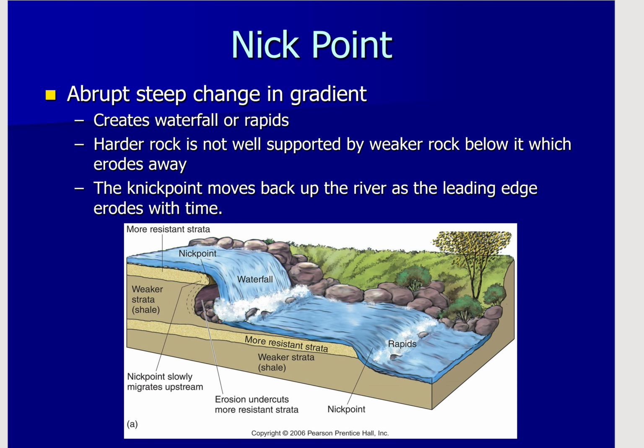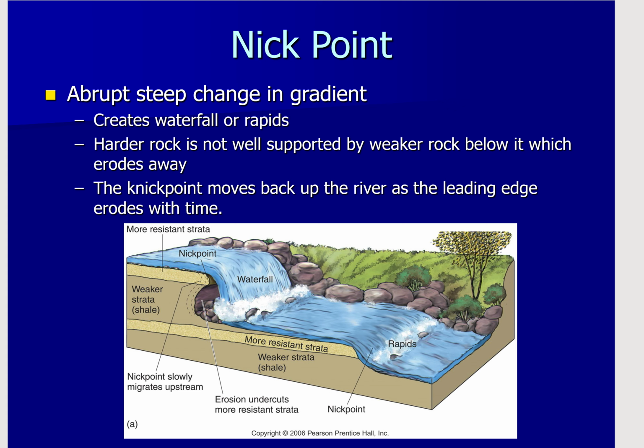About stream gradients, we also need to talk about something called knickpoints. You and I know knickpoints better as two other names, waterfalls or rapids. Where there's a waterfall or a rapid is where there's an abrupt change in the gradient. It goes from a high elevation to a low elevation really, really quickly.